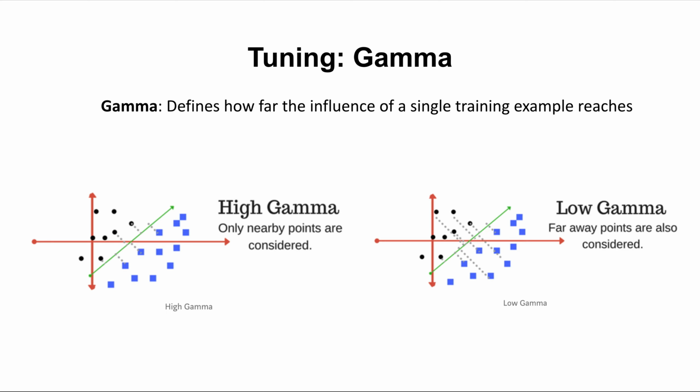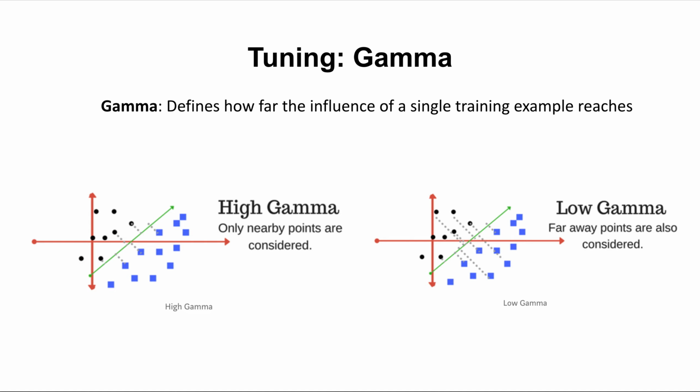Let's talk about tuning of support vector machines as one of the last topics for today. When we tune a support vector machine, there's a parameter known as gamma. The gamma is an important parameter because it defines how far the influence of a single training example reaches. There's high gamma support vector machines, and there's low gamma support vector machines. Let's take a look at the high gamma support vector machine example. In a high gamma support vector machine, only nearby points are considered.